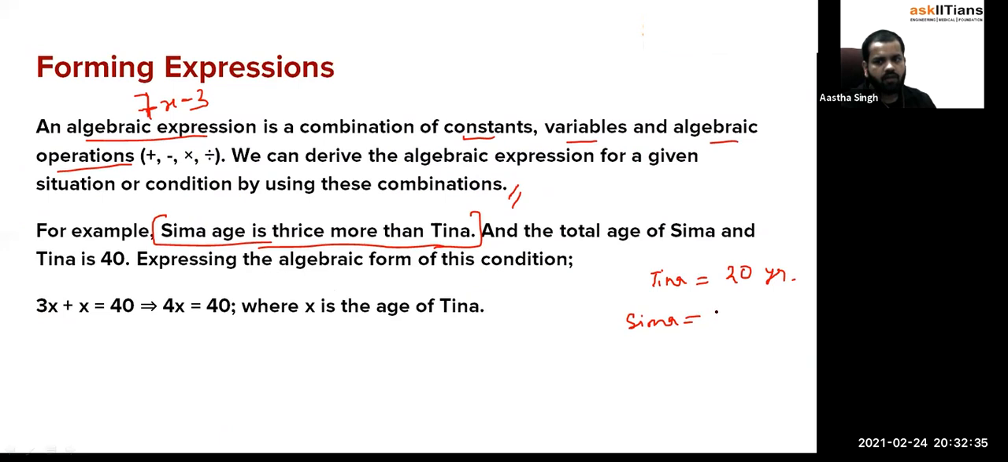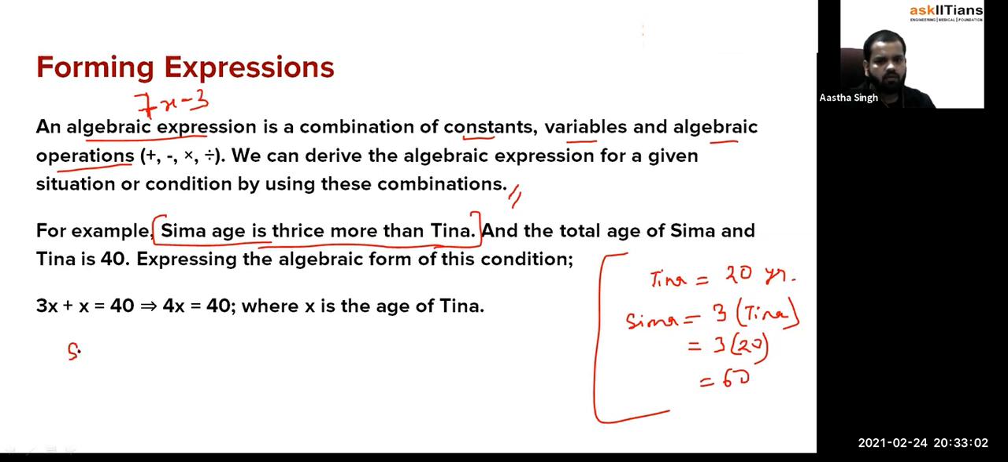Sima's age is thrice more than Tina's age. So it will be three times Tina's age. So it will be 3 into 20, which is equal to 60. It is just an example. If Tina is 20 years old, then Sima's age will be 3 times Tina's age.